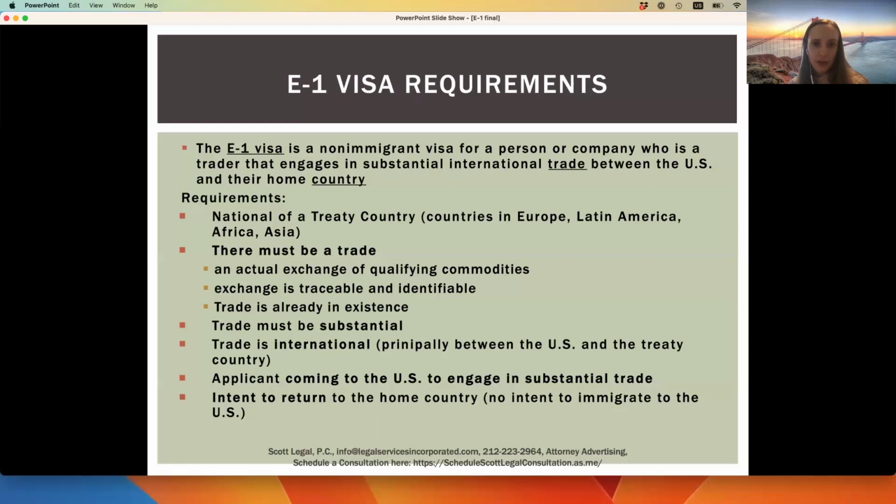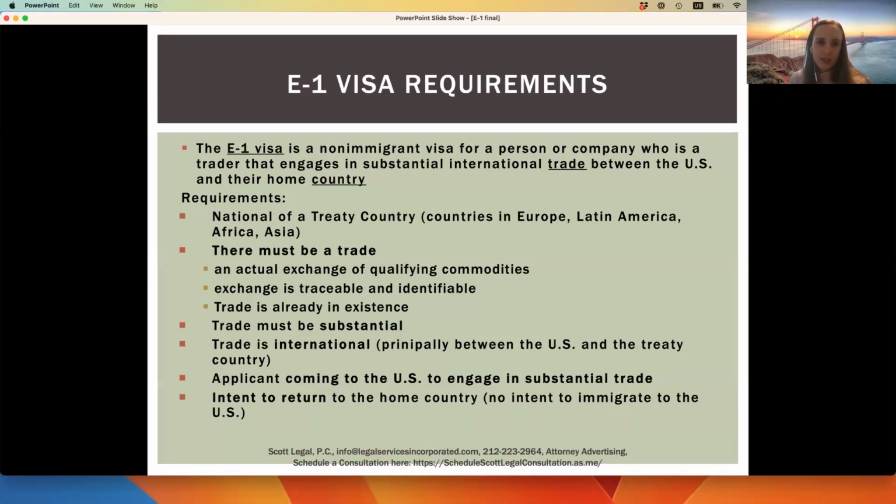The next requirement is that, because it's an E-1 treaty trader visa, there must be ongoing trade between your country, the E-1 visa treaty country, and the US. So what does this mean? There must be an actual exchange of qualifying commodities that is traceable and identifiable between your country and the US, and the trade must already be in existence at the time you apply for an E-1 visa. We'll go over all these requirements in more detail on the next slide.